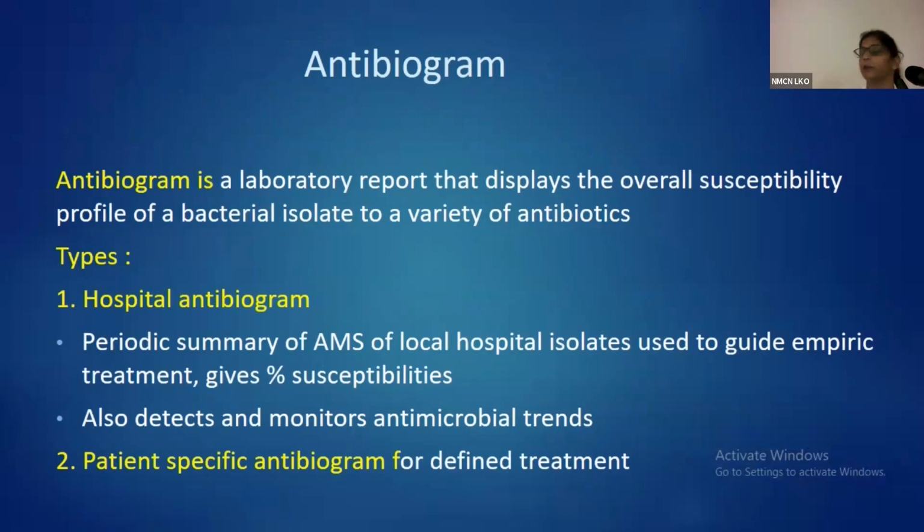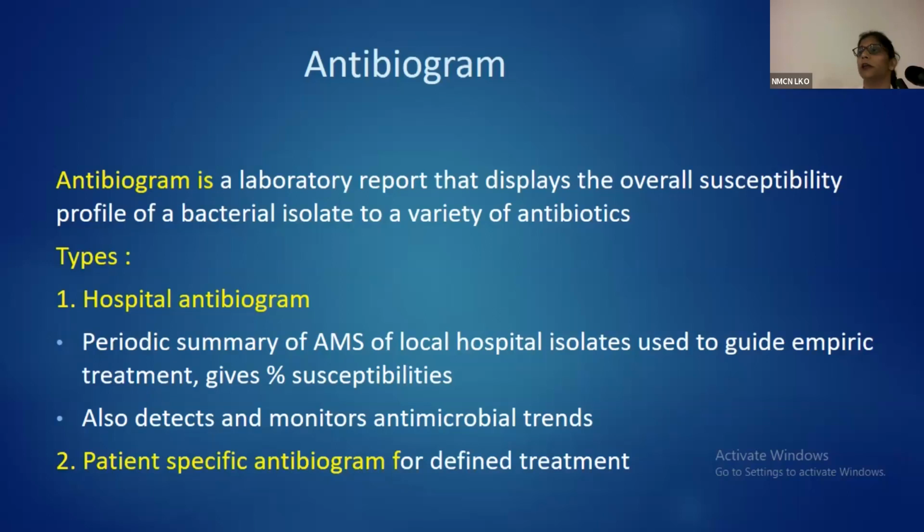So we have two types of antibiograms. One is the hospital antibiogram, which periodically summarizes the results of susceptibility patterns of all the pathogens which were isolated during that period, from that facility or that ward. And this is used to guide empirical therapy. It gives the susceptibilities in percentage rates, and it also detects and monitors the antimicrobial resistance trend. So this is the hospital antibiogram.